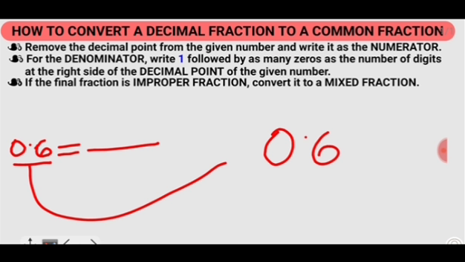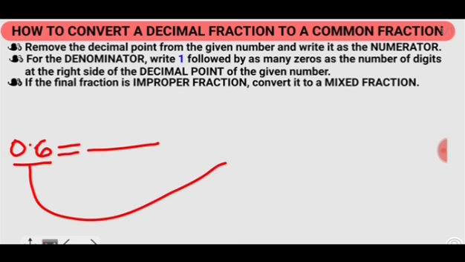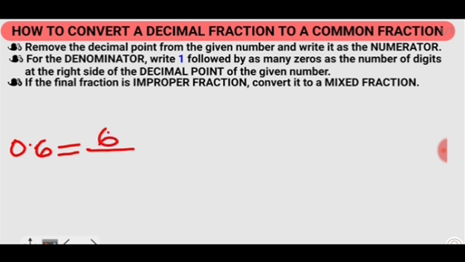Let me rub this. When I rub it, what is the number? You can see 06. So what is 06 actually? 06 means 6 only, correct? Am I right? So this 6 will be our numerator, correct? So what is our numerator now? Our numerator is only 6, okay.